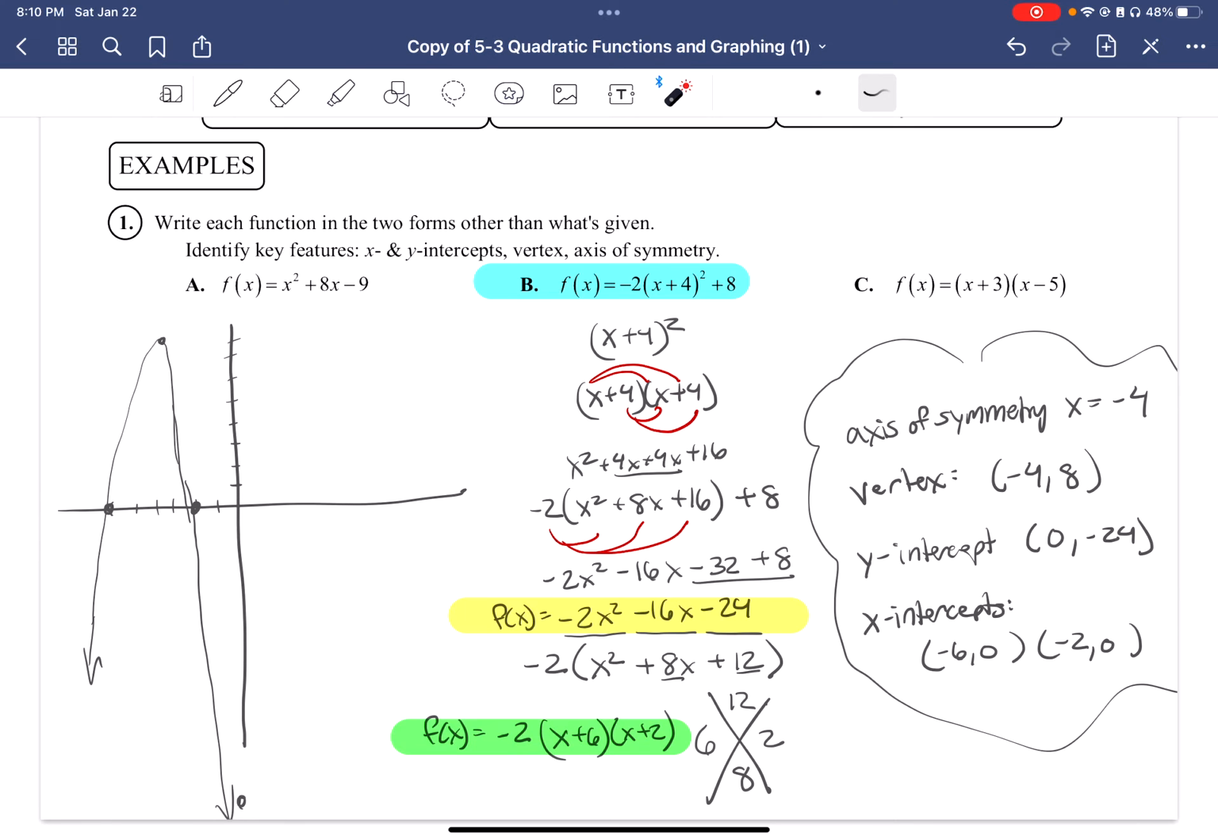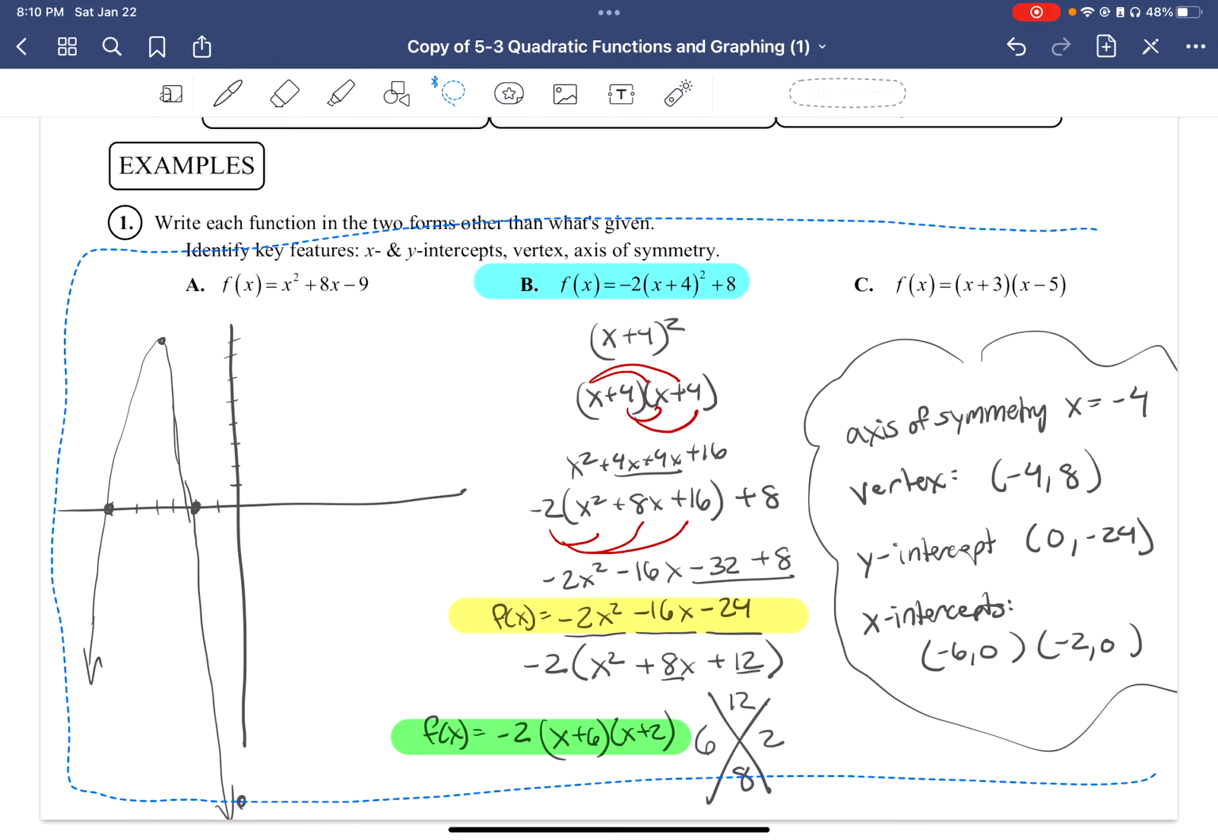Our a tells us if it's going to open down or up, and it's negative, so it's going to open down. All right, let's move on to the last example. Pause if you need to copy anything down before I delete it.